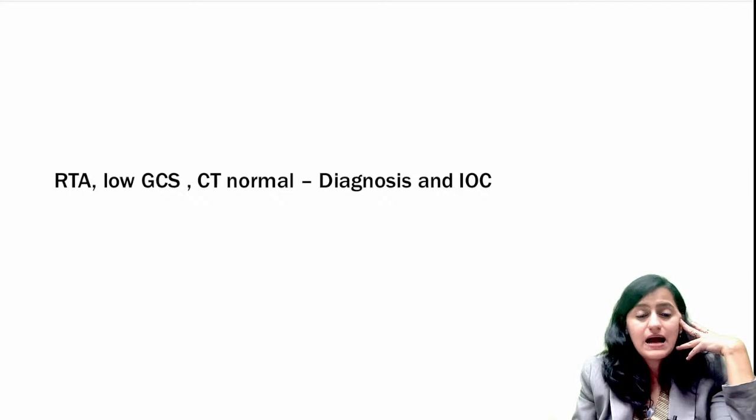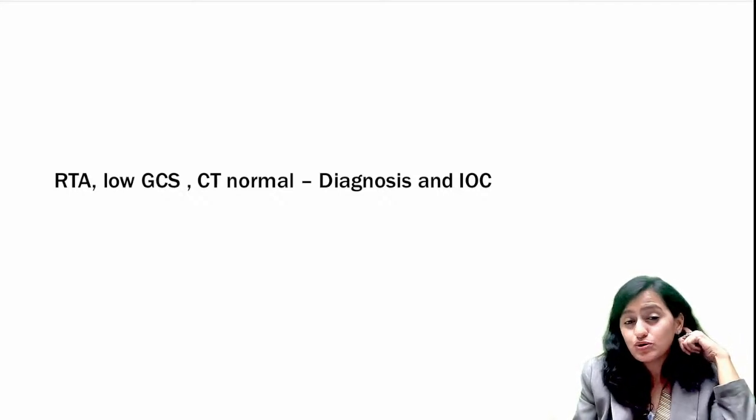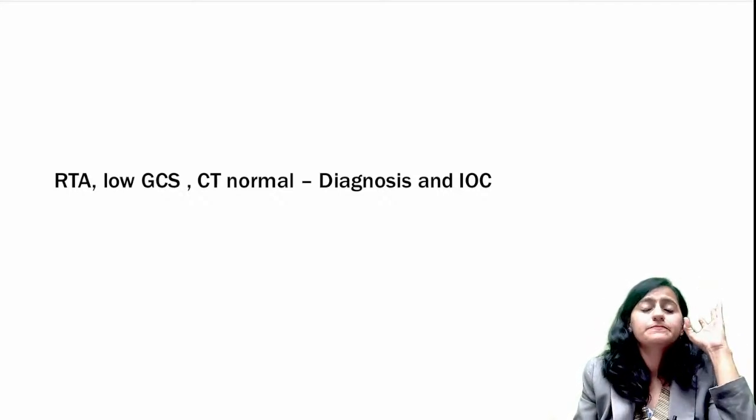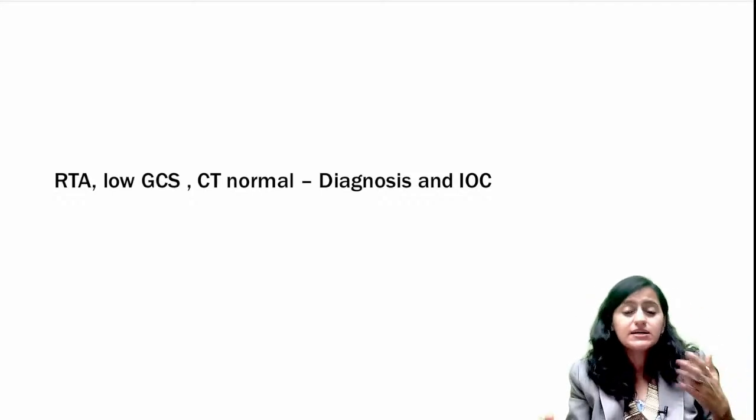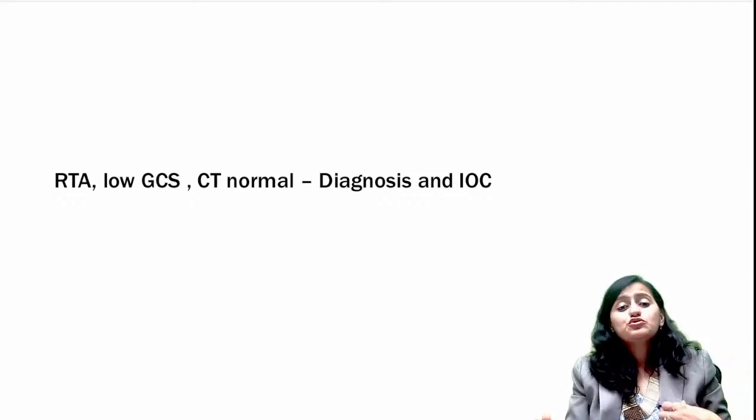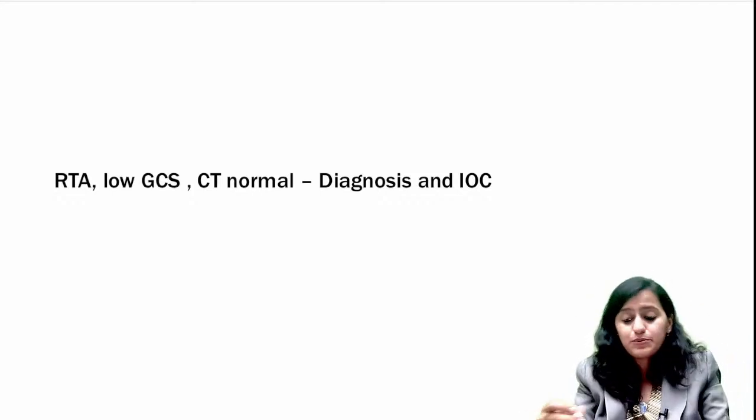Next one. RTA, there's a patient of RTA with low GCS, but the CT scan is normal. The GCS is so poor, the GCS is worsening. You do a CT, but the CT appears normal. Then what do you think in that case?